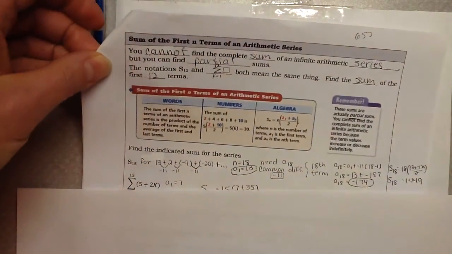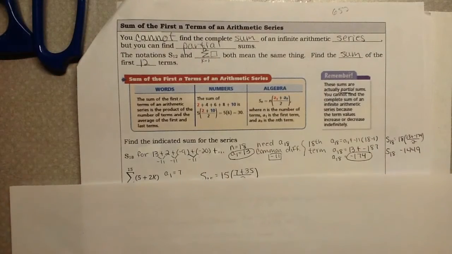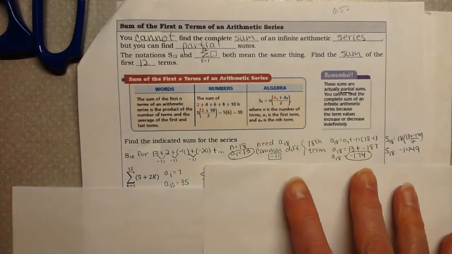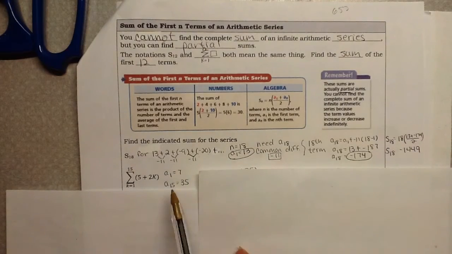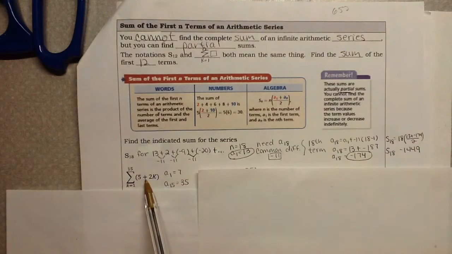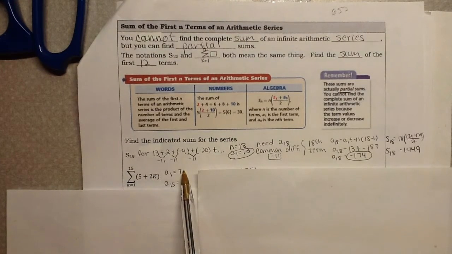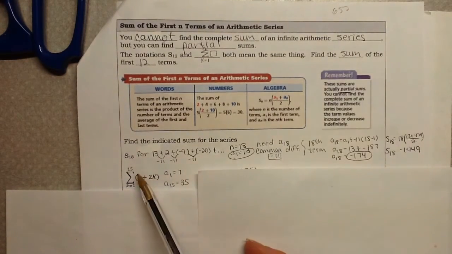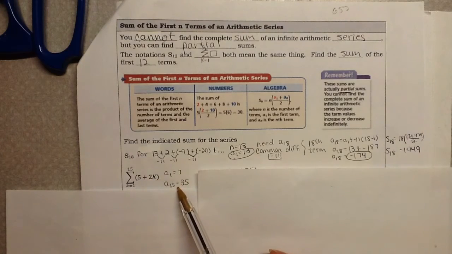All right, now you have another problem that is finding the sum, but it's in summation notation. So what we're going to do is we need a sub 1, so I'm going to put 1 here. So 5 plus 2 is going to give me 7. And then that's the first term, and now I need the last term, so I have to put 15 in here. So 5 plus 2 times 15 is going to give me 35.